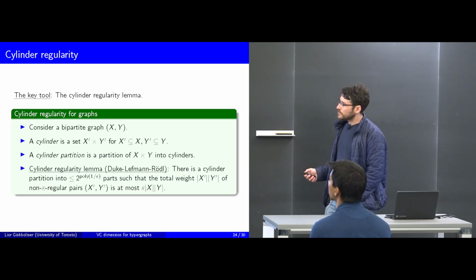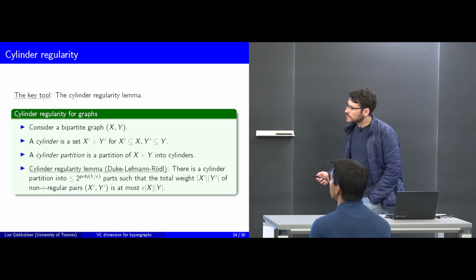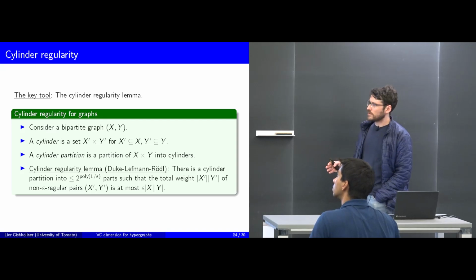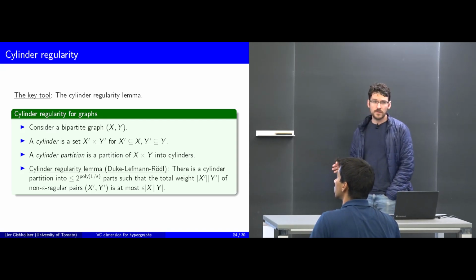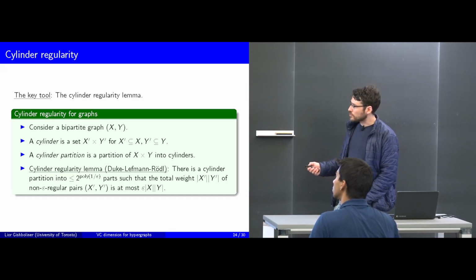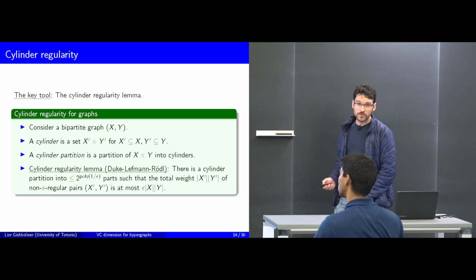And here's the cylinder regularity lemma. It was proved in the 90s by Duke, Lefmann, and Rödl. And it says that we can always find a cylinder partition such that essentially most of the cylinders are epsilon regular. Now, we don't know that all the cylinders have the same size, so the right way to say most is to say that the weight of those which are bad is small. The weight of a cylinder is just the product of the sizes of X prime and Y prime. And if we sum the weight of all of those bad ones, those that are not regular, then this weight is at most epsilon of the total weight.